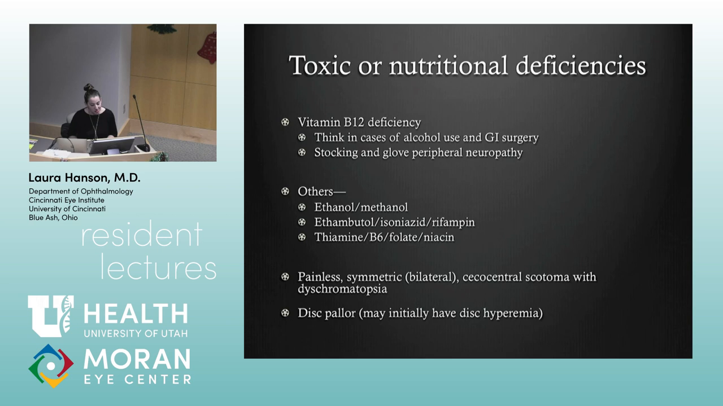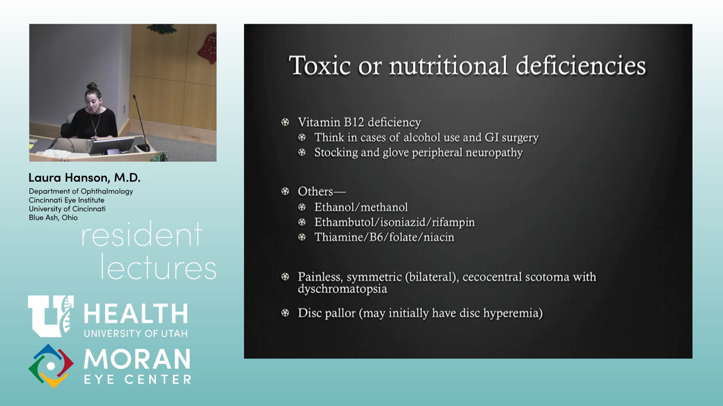Remember from the days when we were real doctors that B12 deficiency can result in that stocking and glove distribution of peripheral neuropathy, so they could describe it that way. Ethanol and methanol can do the same thing. Ethambutol, isoniazid, and rifampin, the treatment for TB, can result in it. It's dose-dependent, so the higher the dosage, the more likely you are to get it. Usually they'll present it as a pale disc, but initially they can have some disc hyperemia. It's pretty rare to have actual disc swelling from it.